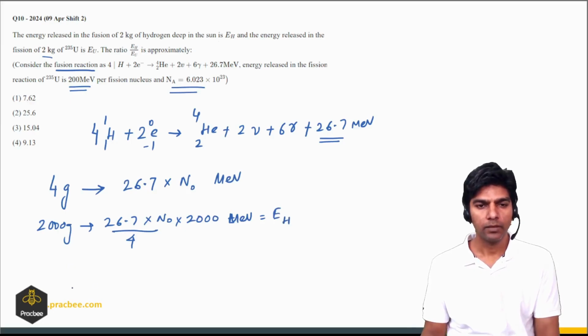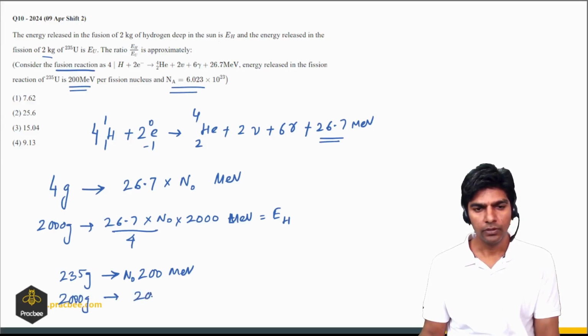Similarly, we can find EU. So we know that 235 grams produces 200 mega electron volt of energy times n naught also, right? And for 2000 grams, it will be 200 times n naught times 2000 divided by 235 mega electron volt of energy. So that will be EU.